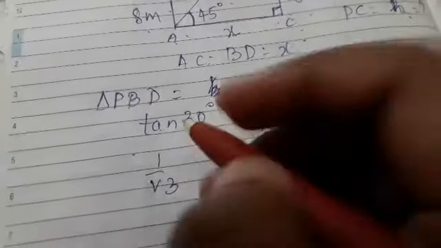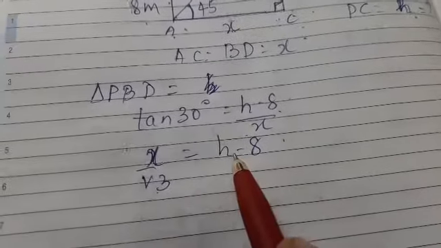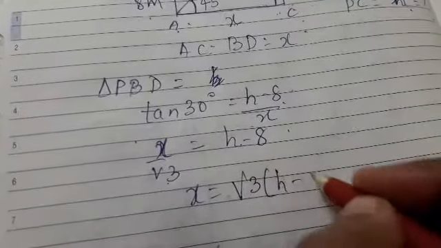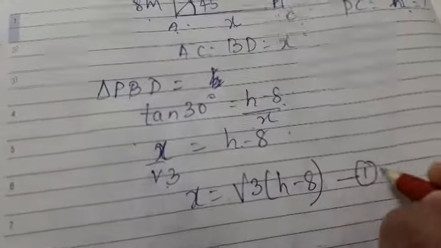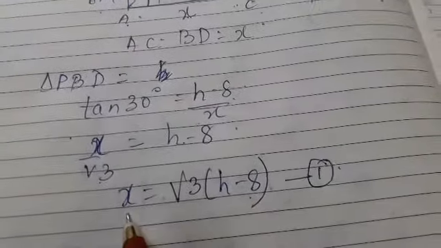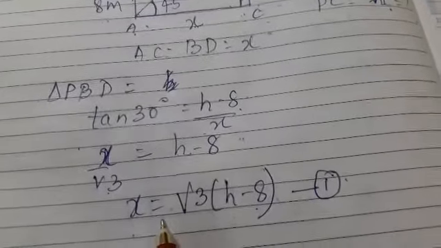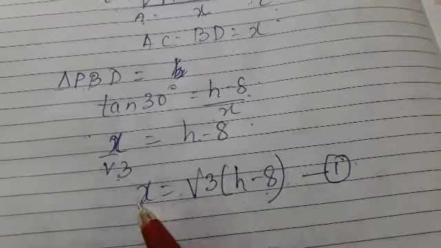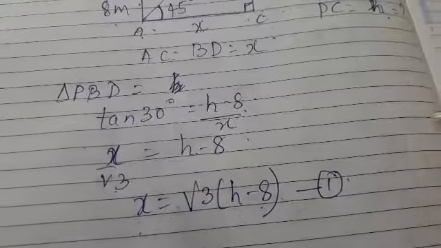Now tan 30 you know is 1 by root 3. x will go here, so I will write x equals to h minus 8. Now I will multiply root 3 here, and I will get x is equal to root 3 times h minus 8. Yes, this is equation number 1. Now children, depending on whether we want x or h in the next equation, we can take the value of x or h from this equation and substitute in the next equation. I hope it is clear to you that either x or h we can take from this equation and substitute in the next equation.